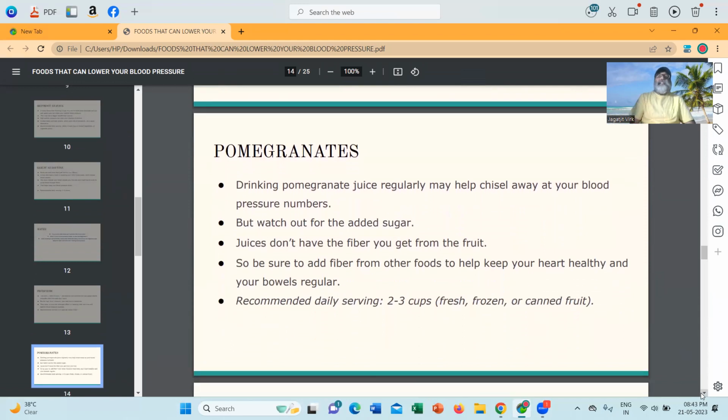Pomegranates. Drinking pomegranate juice regularly may help chisel away at your blood pressure numbers, but watch out for the added sugar. Juices don't have the fiber you get from the fruit, so be sure to add fiber from other foods to help keep your heart healthy and your bowels regular. Recommended daily serving is 2 to 3 cups of fresh, frozen, or canned fruit.